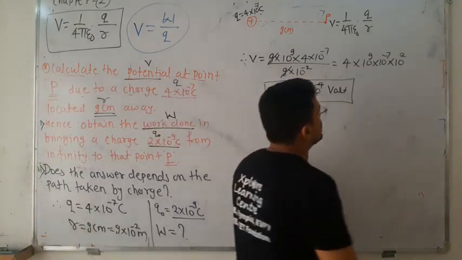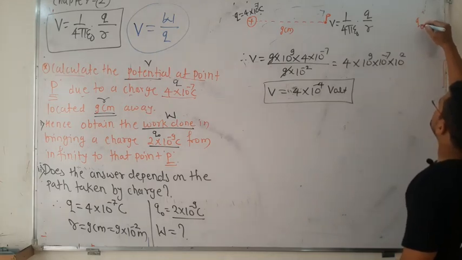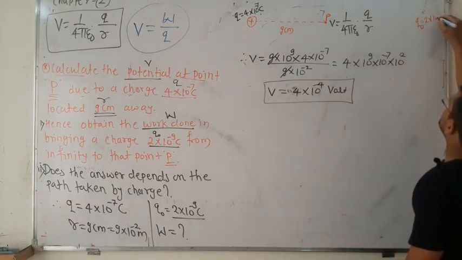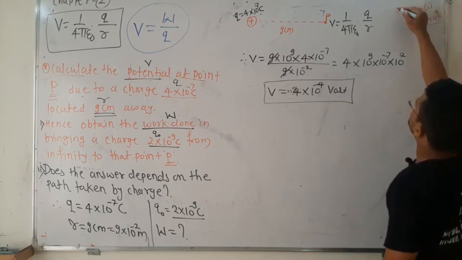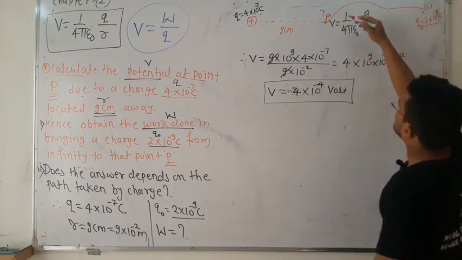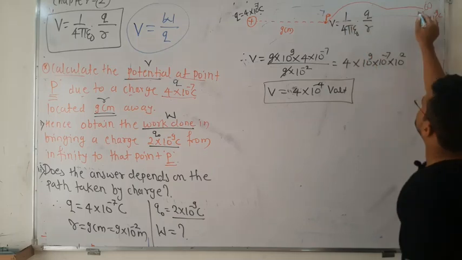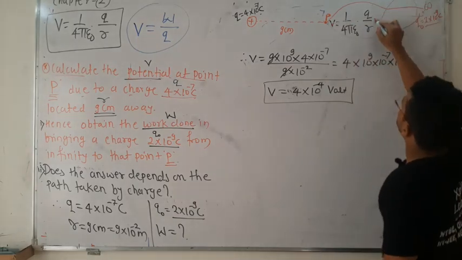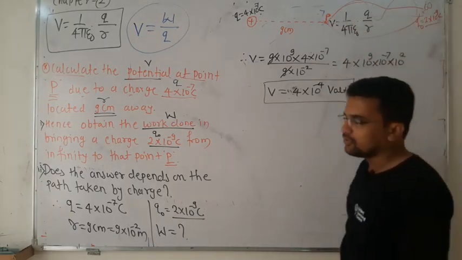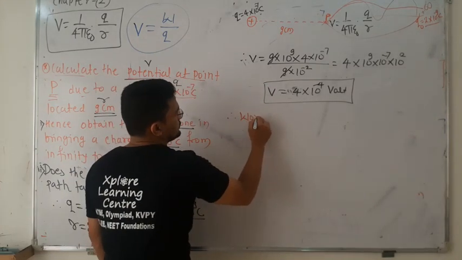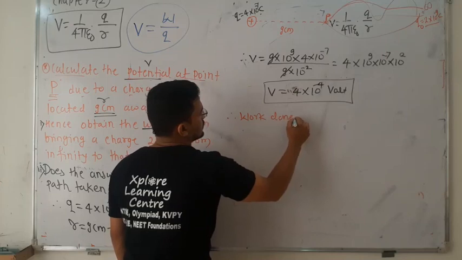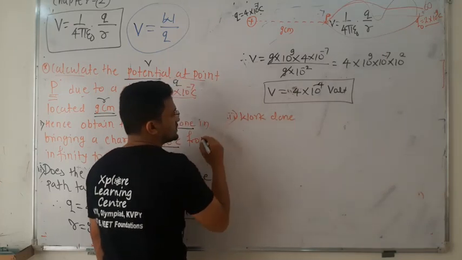Okay, so work done means, there is a test charge q naught, that is 2 into 10 to the power of minus 9 coulomb, and you are bringing it from infinity to this point, maybe by any path, maybe a straight path, maybe a curvature path, maybe a zigzag path. Okay, so you have to find out the work done. Make this as a second question.